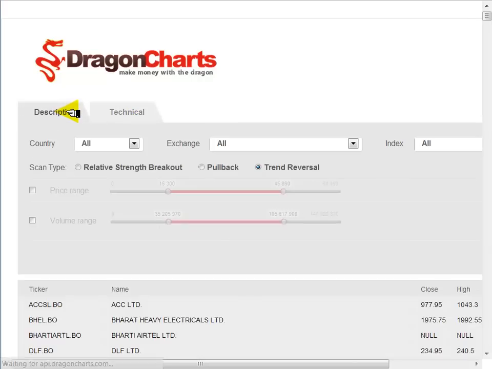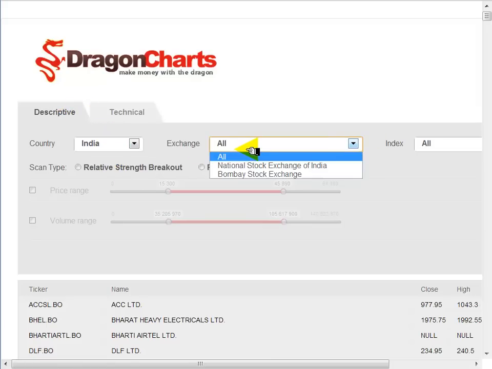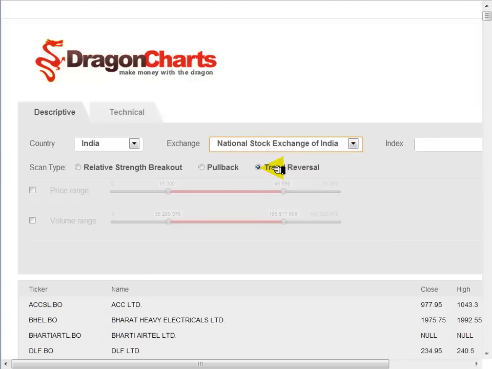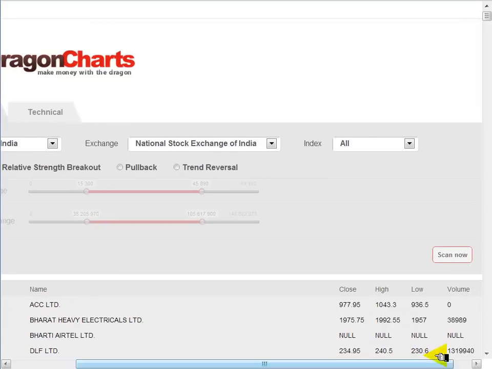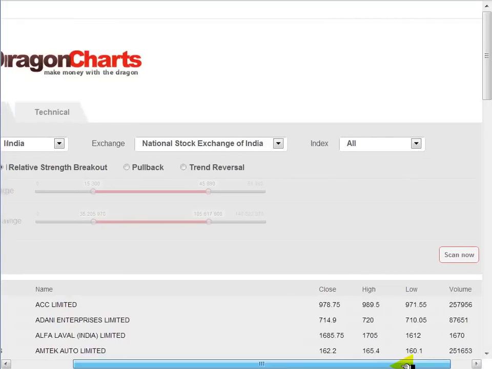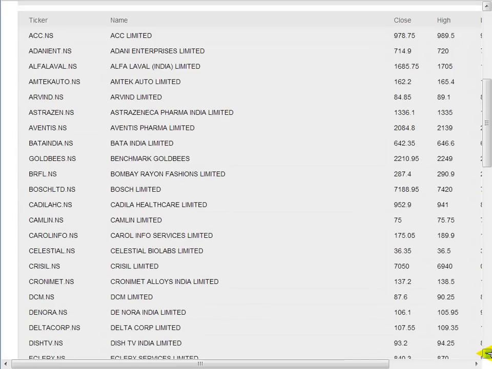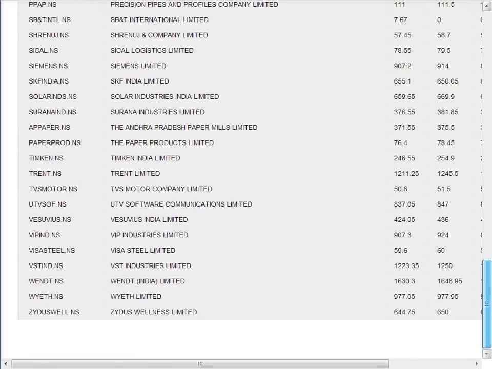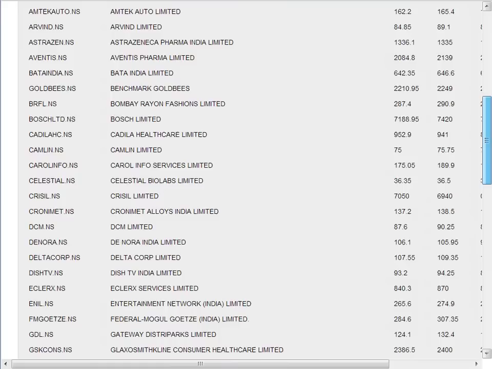Here we have several different ways to scan. Since we're talking about India tonight, we'll go to India, and then we select the exchange, either the National Stock Exchange or the Bombay Stock Exchange, for example. Let's say we pick the National Stock Exchange, and we want to find stocks that have the most relative strength. That means stocks that have broken out of a base of consolidation and are showing relative strength to the broad market. Then we simply hit the button that says Scan Now, and we get a list of all the stocks that meet our criteria. So we've taken thousands of stocks and narrowed it down to about 100 of them.